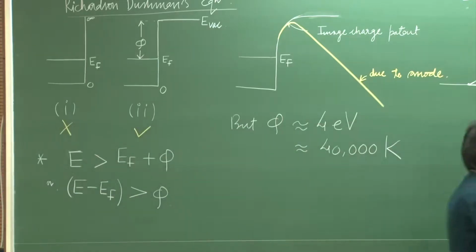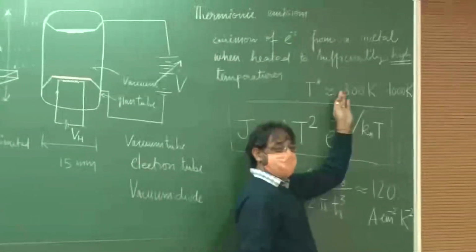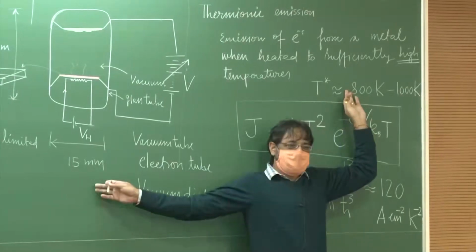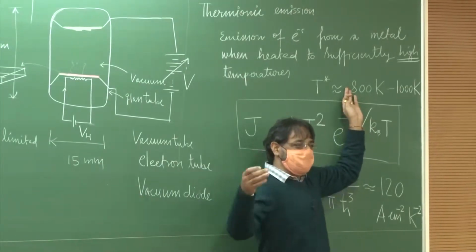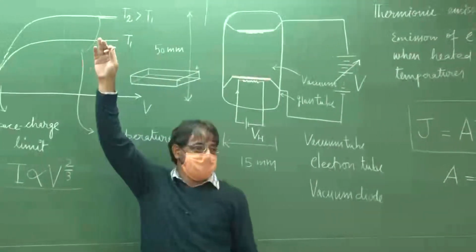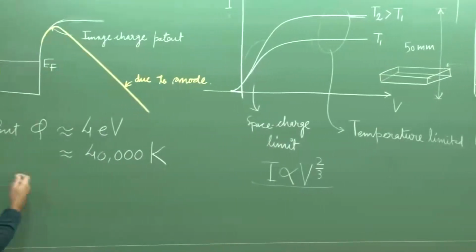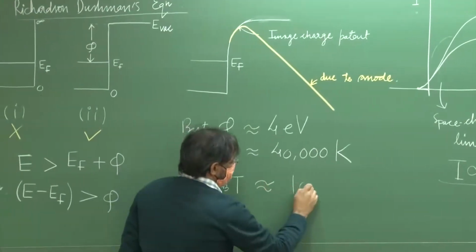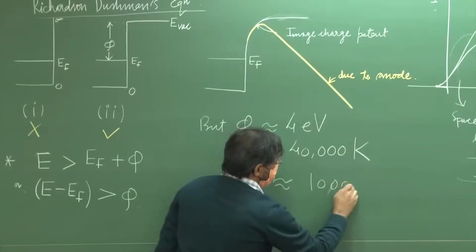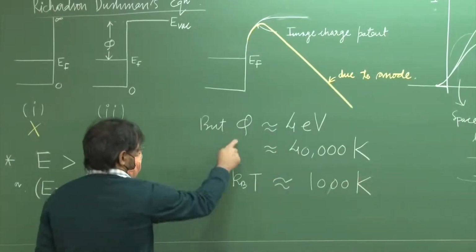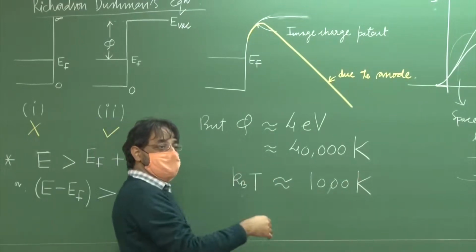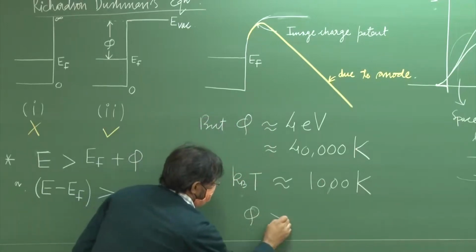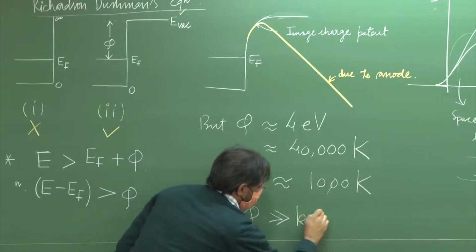And what is the temperature at which the metal is emitting, throwing out electrons? 1000, maximum 1000, right? You operate your device in the temperature range from 600 to 1000 for controlling the current. So your kBT, the temperature at which the thermionic emission is happening, is of the order of 1000 kelvins. So the point is that phi is much greater than kBT, even at temperatures where the metal is red hot and it's emitting out electrons.